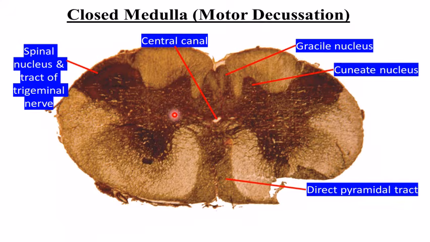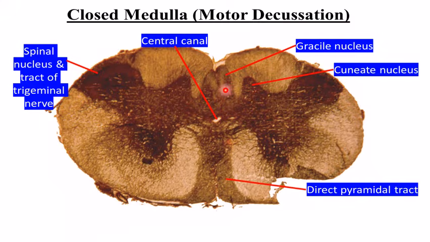What is this section, dear students? It is closed medulla. What level? Motor decussation. Closed medulla, motor decussation. This is a section in the medulla. Why do we say it's closed? Because I can see the central canal.